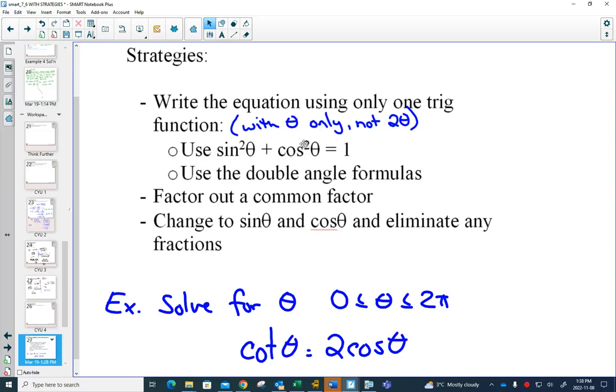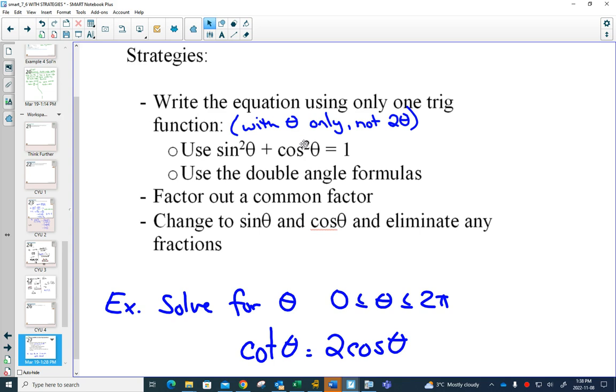So, here are our strategies. We cannot solve an equation if you have two different trig functions. So one of the strategies is, can you change everything to be the same? And in this case, the answer is no. There's no way I can change cotangent to cos. There's no way I can change cos to cotangent without also including a sine, and then I would still have two things that are different.